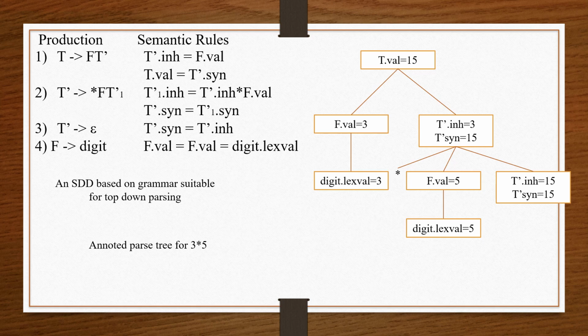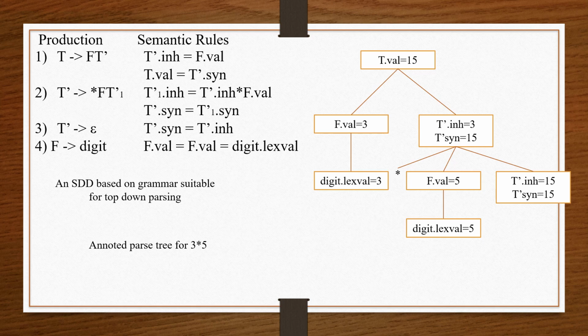Its parent is production number 4. Look at production number 4: F derives digit. What is the corresponding action? F.val = digit.lexval. Therefore, F.val is equal to 3. Look at the parse tree. F.val is equal to 3. At the second child of the root, I'm talking about the root, the second child, T'.